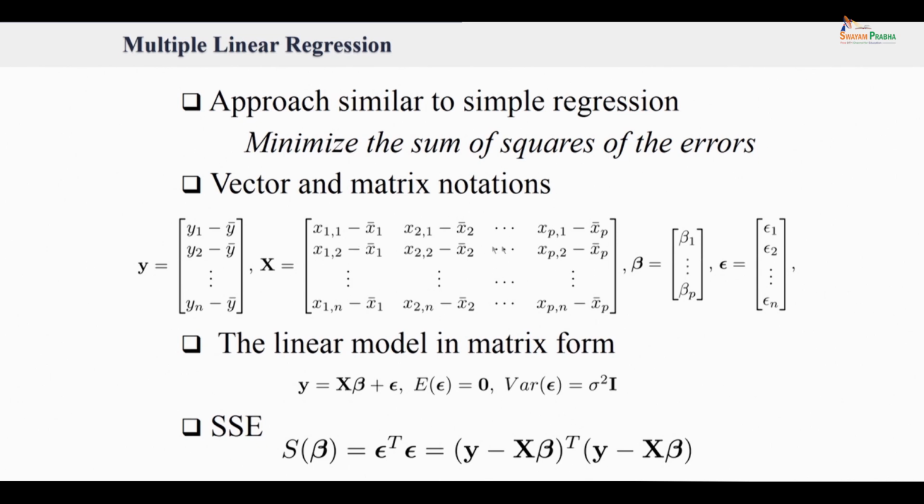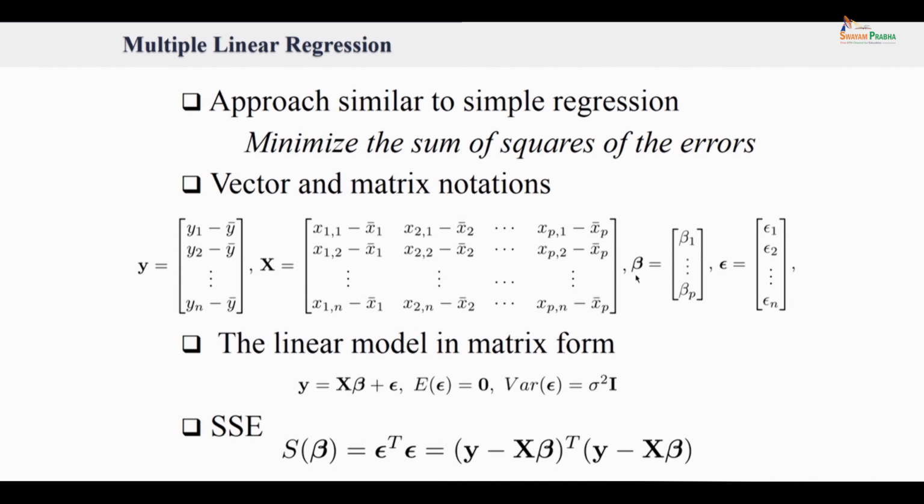You can view the first row as the first sample of all independent variables. Of course, we have mean shifted that value, and the second row is the second sample and so on, and each column represents a variable. So the first column represents the first independent variable and the last column represents the pth independent variable.